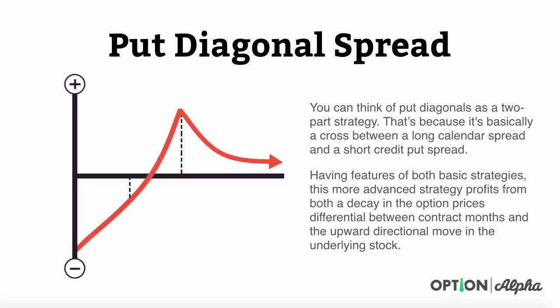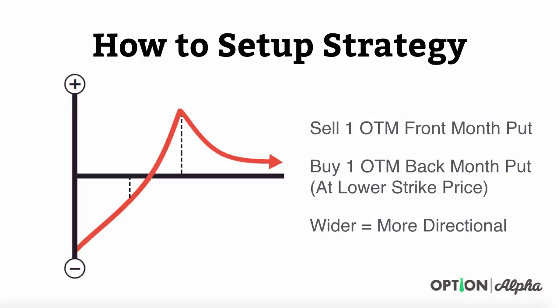Having features of both of these basic strategies, this is definitely a more advanced strategy which profits from both the decay and the option price differentials between the contract months and a general upward directional movement in the underlying stock. So this is exactly how you'd set up that strategy.